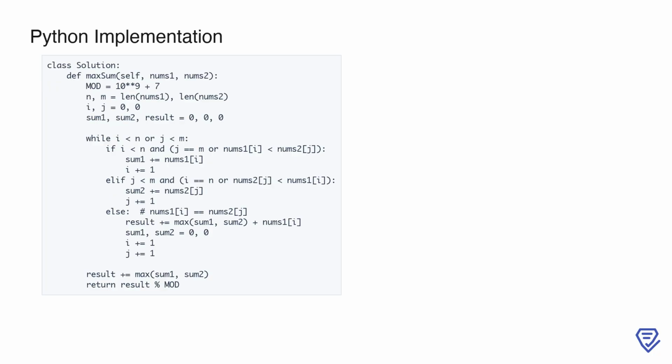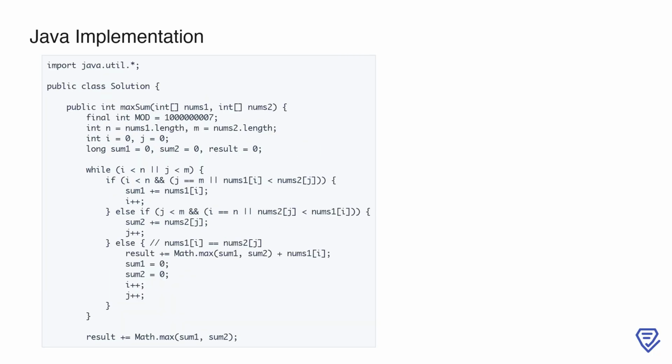This approach ensures an optimal solution by leveraging the sorted nature of the input arrays and avoids unnecessary recomputations, achieving a time complexity of O(n + m). The use of two pointers ensures that both arrays are traversed in a single pass, making the algorithm efficient and elegant. In this implementation, we start by importing the necessary libraries and defining our class and method.